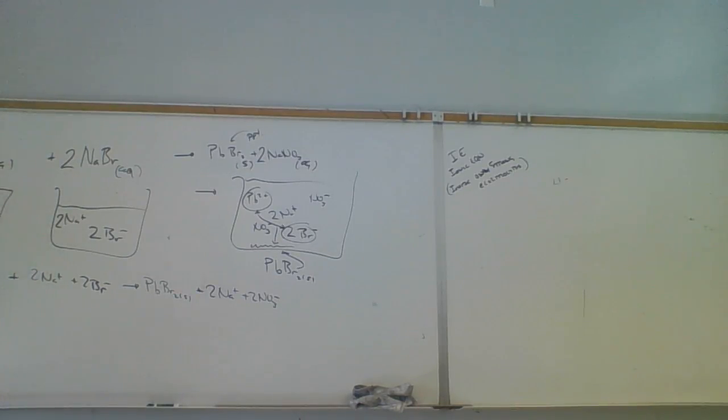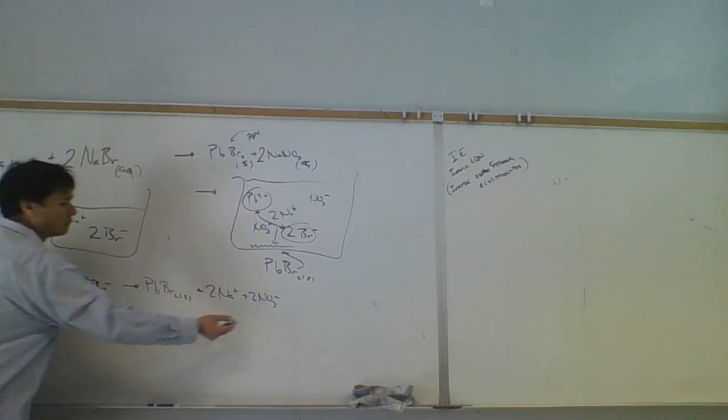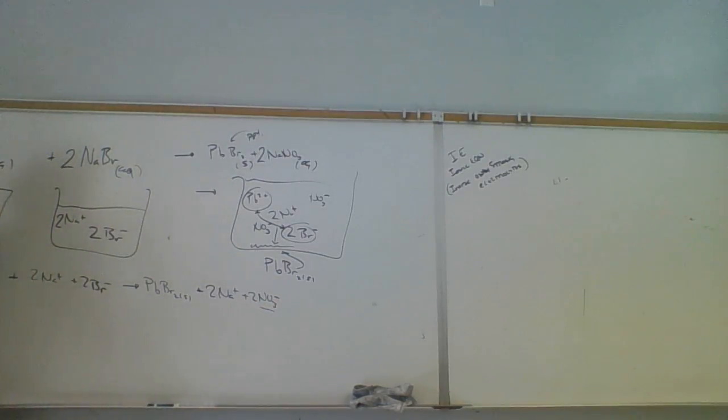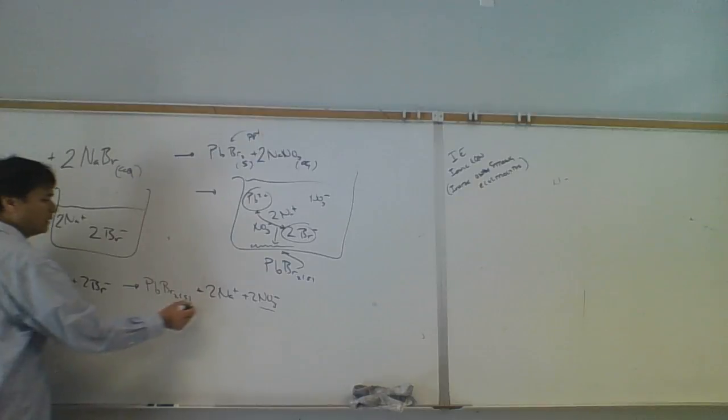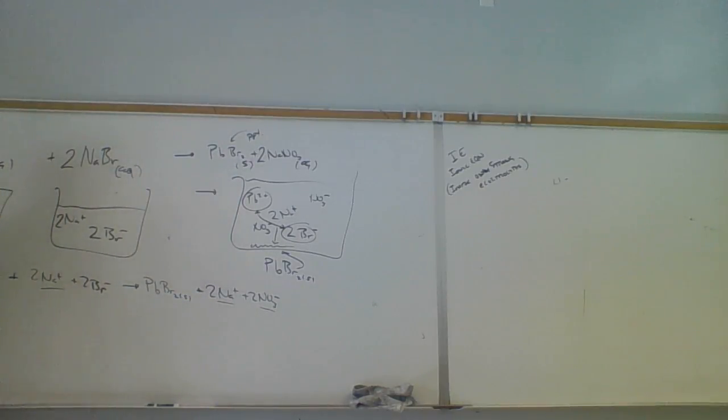The lead is not a spectator because something happened to the lead. And so the nitrate is a spectator. What about sodium ions? Are sodium ions spectators, or did they actually react? Spectators. So the sodium ions and the nitrate ions are spectators. They started off in solution and they end up in solution. What about the bromides? Bromides are not spectators.